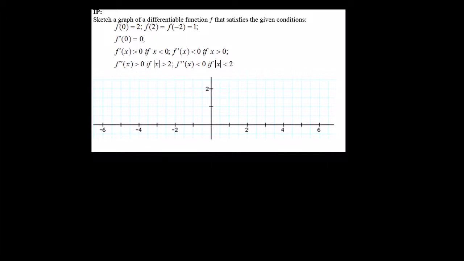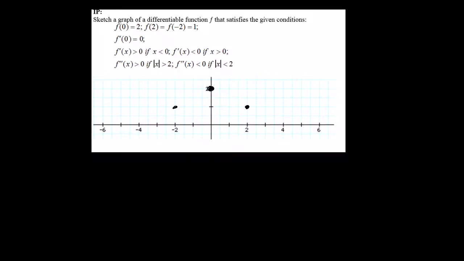So first, f of 0 is 2. So (0, 2). That's a point. I can do that. f of 2 is equal to f of negative 2, which is equal to 1. So f of 2 is equal to 1. f of negative 2 is also equal to 1.